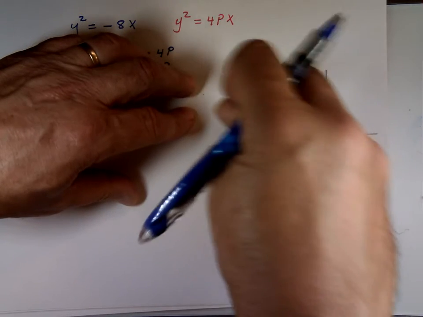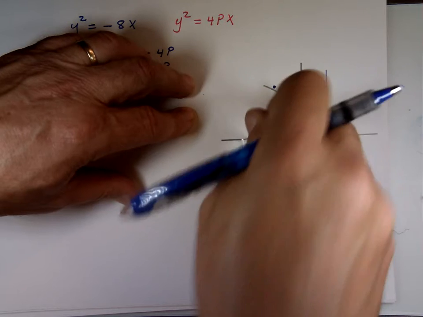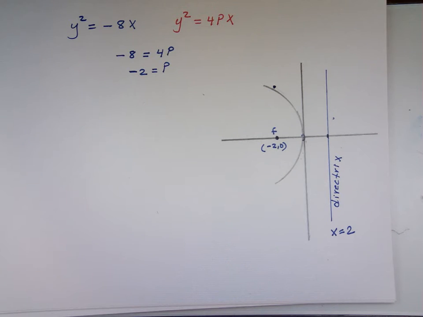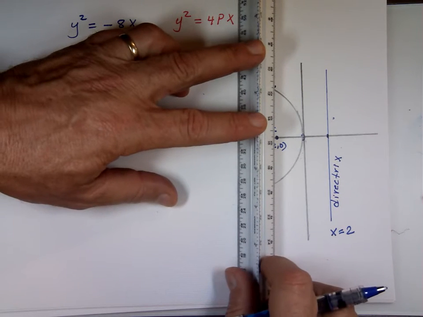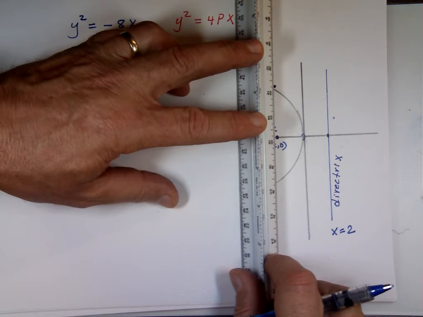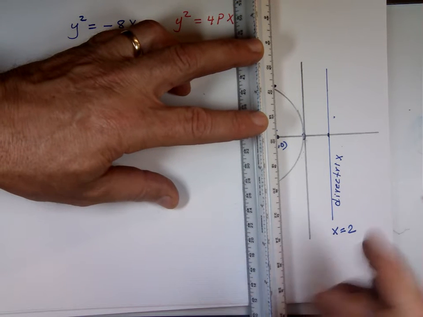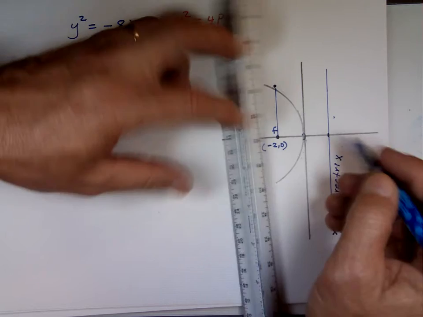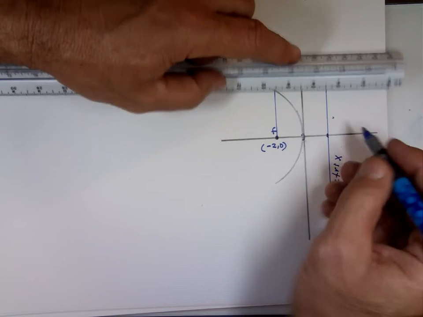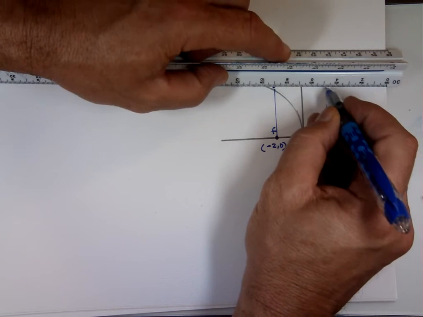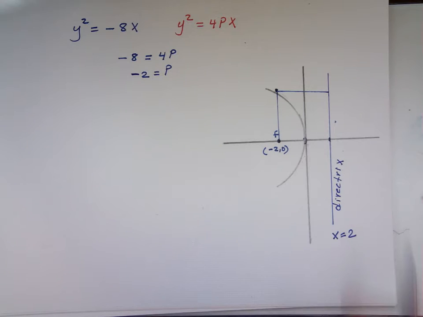Close enough. I missed it, but close enough. Notice if you measure that distance from here to here, and you measure that distance, they should be the same. They look like almost the same distance. So that is the right graph for it.